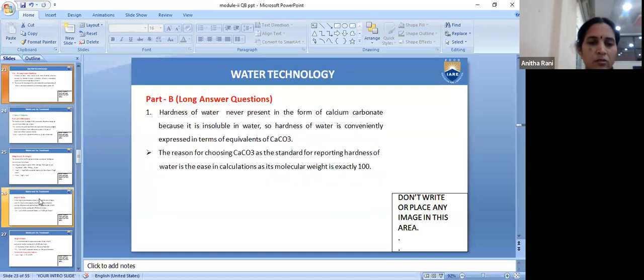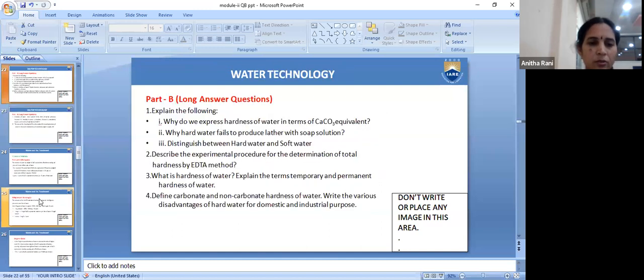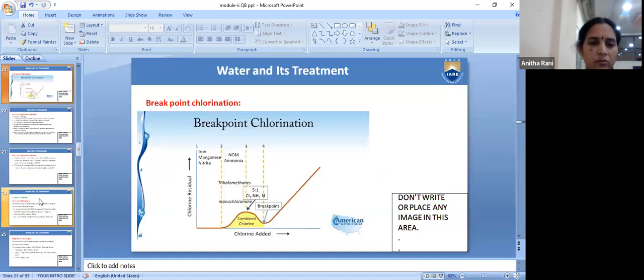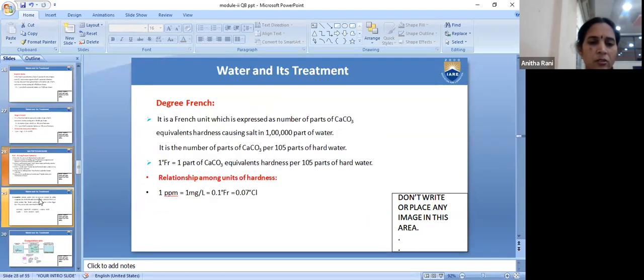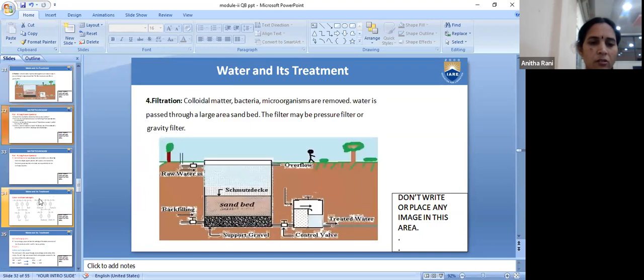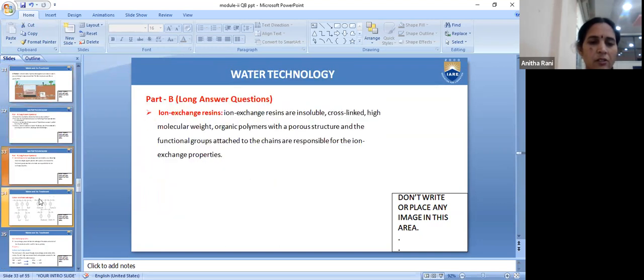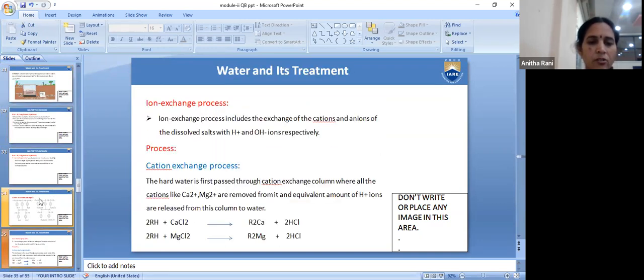There is a 5th one. 4 questions are there. Where is the 5th one? It started with the 10th. This I will check. In the afternoon class we will discuss. We'll complete this part B and part C in the afternoon class.